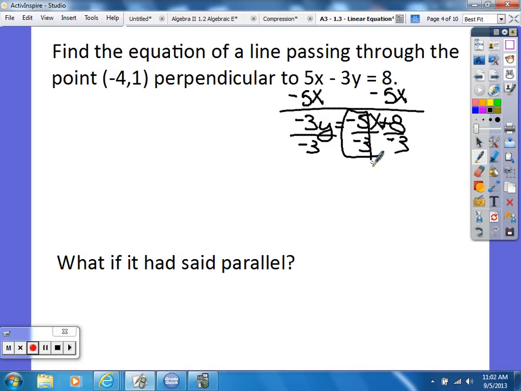What's the perpendicular slope? Brandon? Negative 3 over 5. So the slope I'm going to use is negative 3 over 5. And the point that I'm going to use is right here. Let's put that into point slope form so you can get the equation. Go ahead and do that.